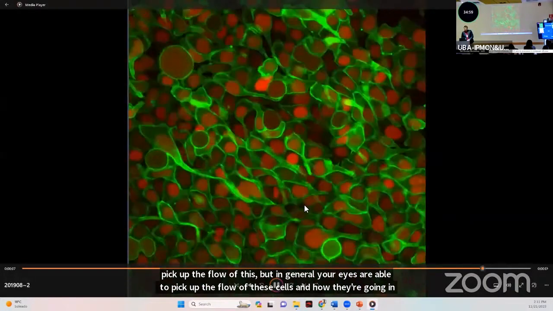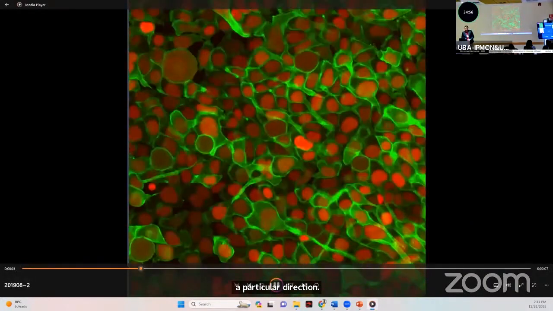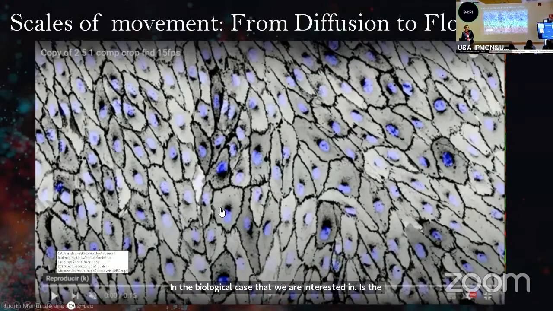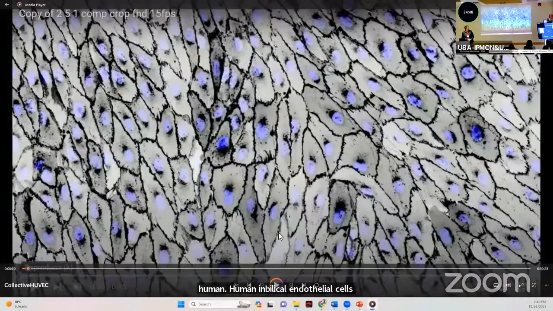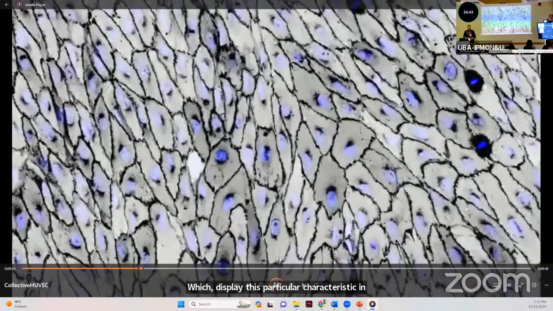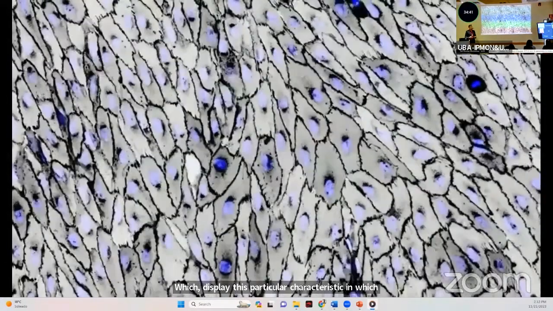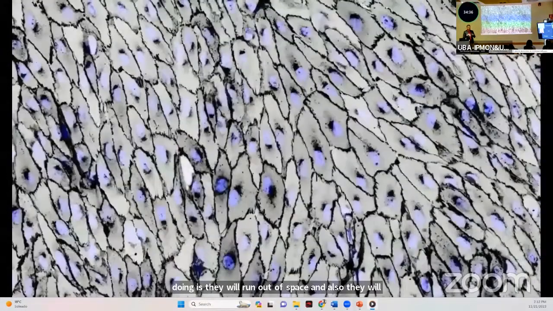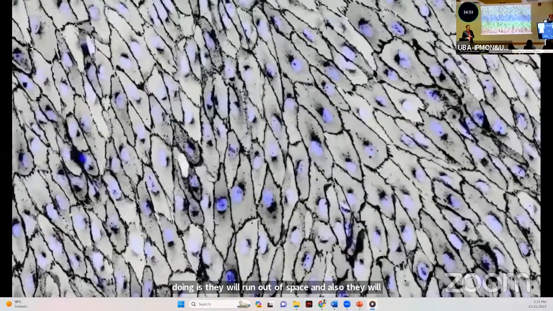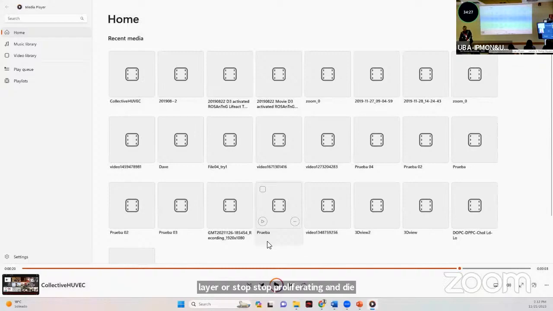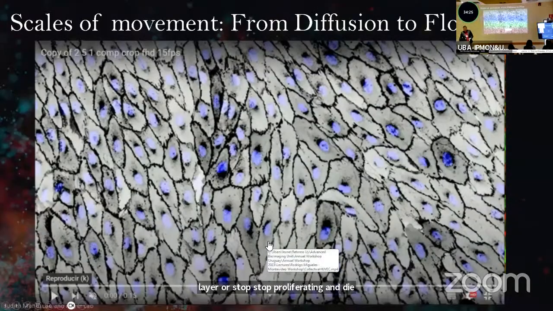The biological case that we are interested in is the human umbilical endothelial cells, which display this particular characteristic in which most of the cell lines that we are familiar with, when they are sufficiently confluent, will run out of space, and so they will just extrude themselves out of the monolayer or stop proliferating and die. But these cells have the capacity to start forming these streams of cells.